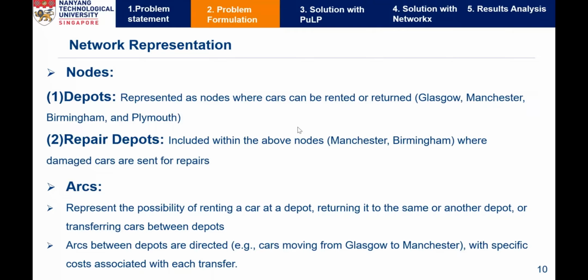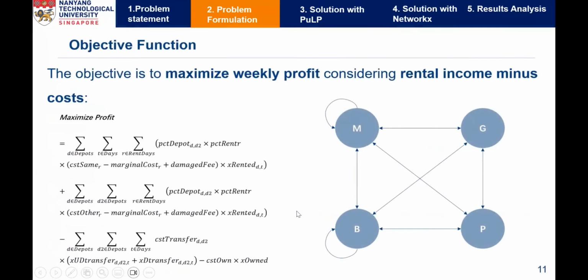The arcs represent the possibilities of retaining a car at a depot, returning it to the same or another depot, or transferring cars between depots. Arcs between depots are directed. For example, cars moving from G to M, with a specific cost associated with each transfer. The next, we can see the figures show the nodes and the arcs.